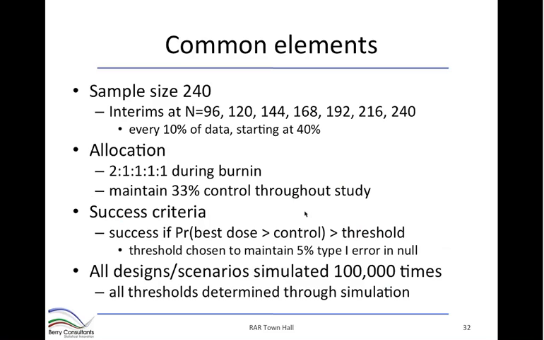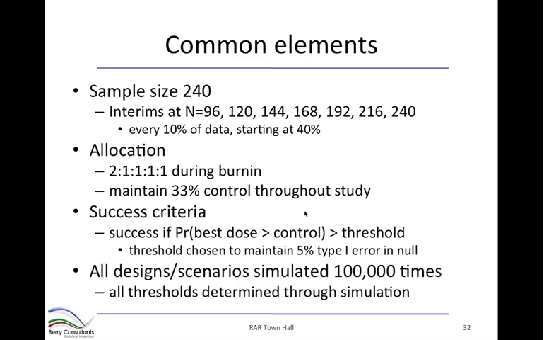Some common elements here. My sample size is 240. I'm going to do interims at 96, 120, 144, up to that 240 where my final analysis will be. So this is really every 10% of my data starting at 40%. I have a burn-in, same as before, 2 to 1 to 1 to 1 to 1. Again, this is the example I introduced earlier. I'm maintaining my control rate at 33%.